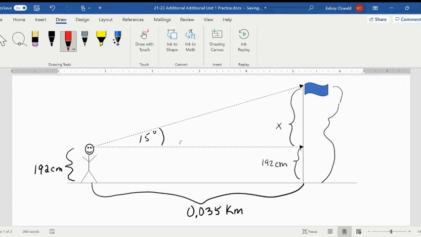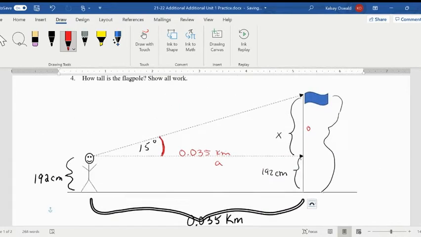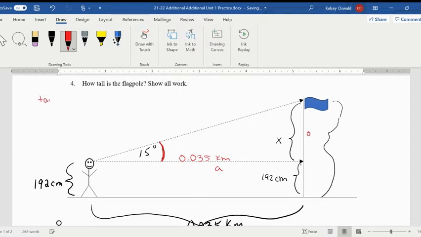So if we look at this, we know the base has a length of 0.035 kilometers. So if we know this angle right here, we know the adjacent side, and we're trying to find the opposite. So since we know the adjacent and we're trying to find our opposite, the trig function we're going to want to use there is tangent. Because remember, tangent of our angle is equal to opposite over adjacent. So in this case, we could say tangent of 15 is equal to our opposite, which we don't know, over our adjacent of 0.035 kilometers.